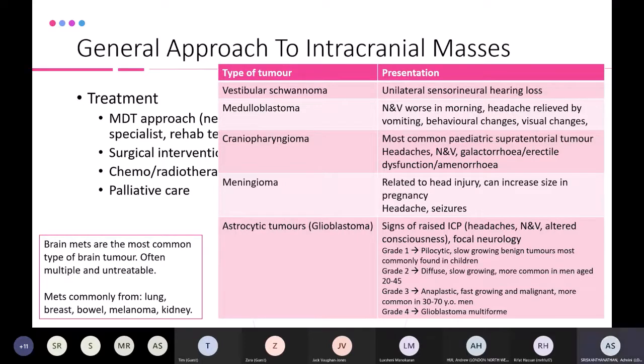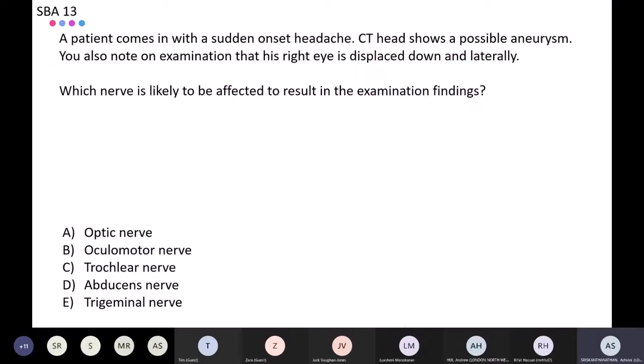And then I've just put this table in here just for your revision, so you can have a read through later on, just how to differentiate between the 5 main tumours that would normally get covered in finals. So next question.